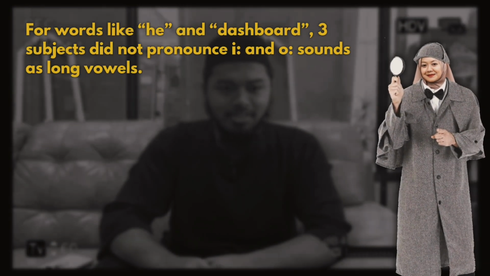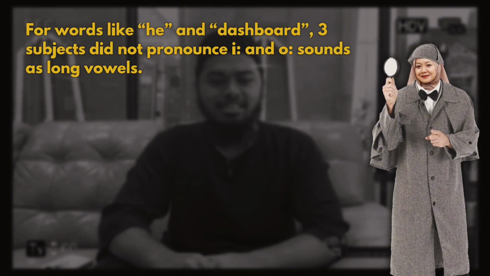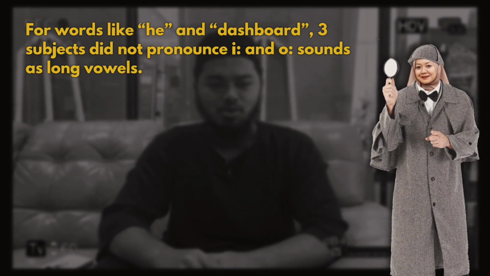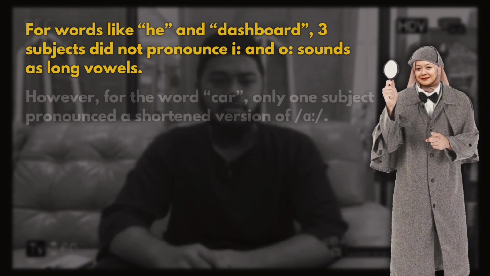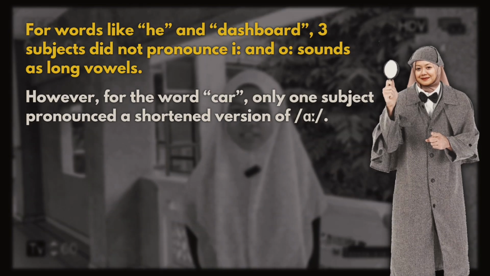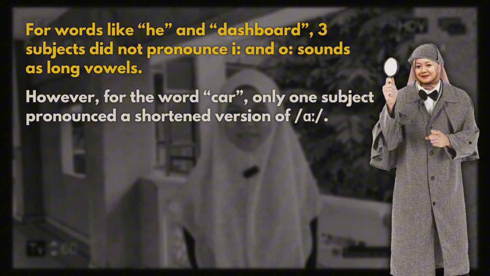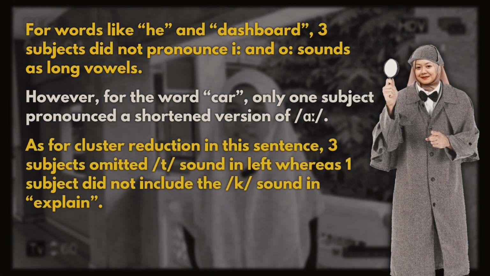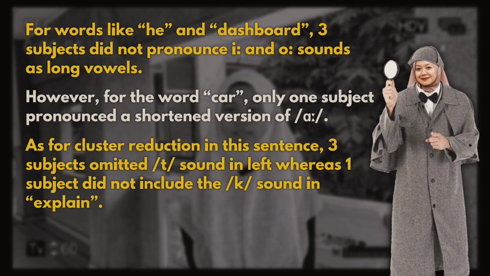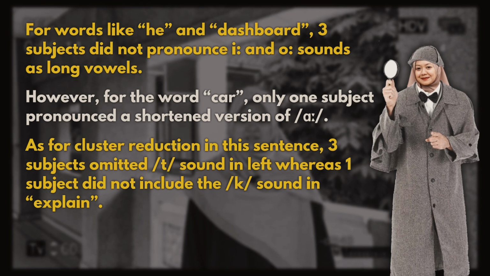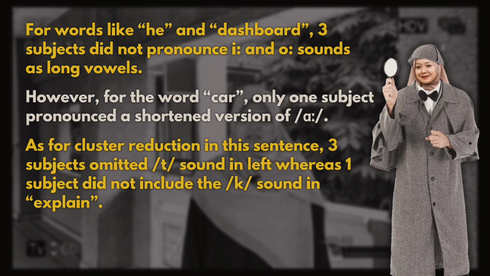For words like he and dashboard, three subjects did not pronounce E and O sounds as long vowels. However, for the word car, only one subject pronounced a shortened version of A. As for cluster reduction in this sentence, three subjects omitted the sound in left, whereas one subject did not include the k sound in explain.